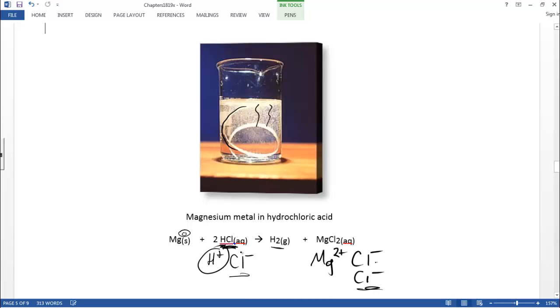Instead, H+ is becoming neutral. And Mg, which was neutral, is becoming positive. So in order to become positive, it's going to have to lose 2 electrons here. So the magnesium is being oxidized. The hydrogen ions are gaining electrons to neutralize the positive charge here. They're being reduced.